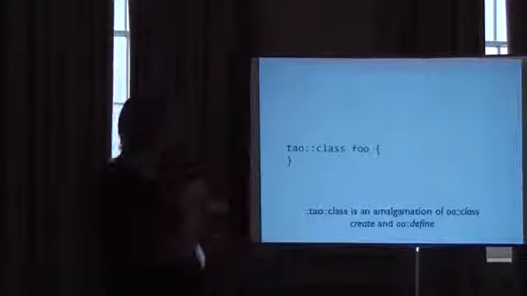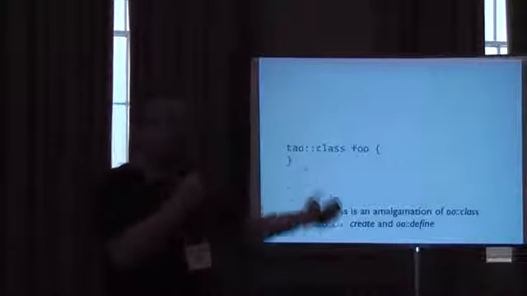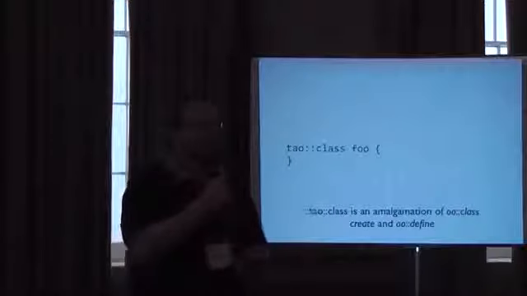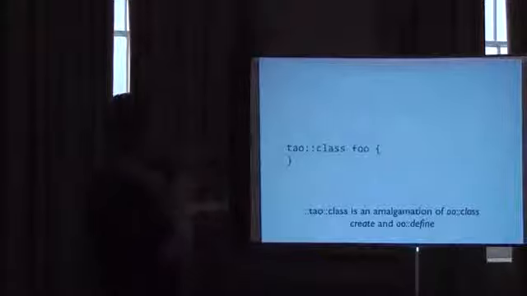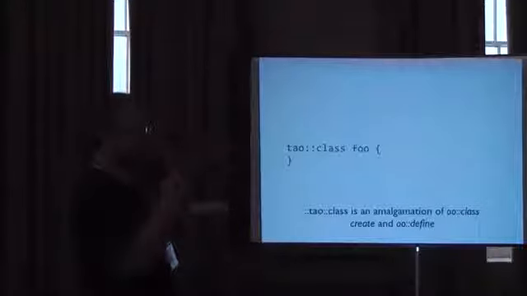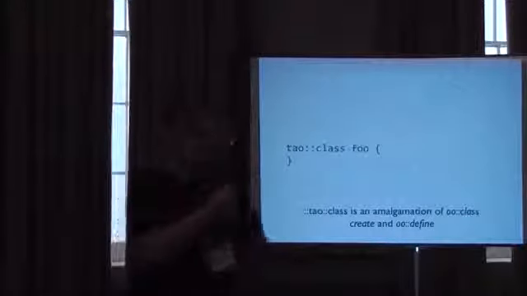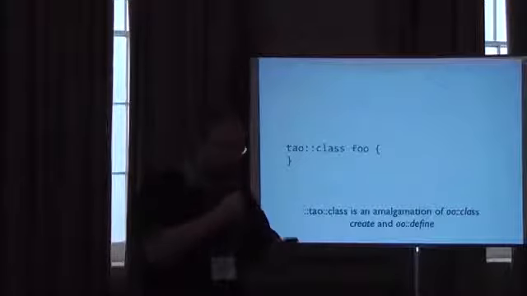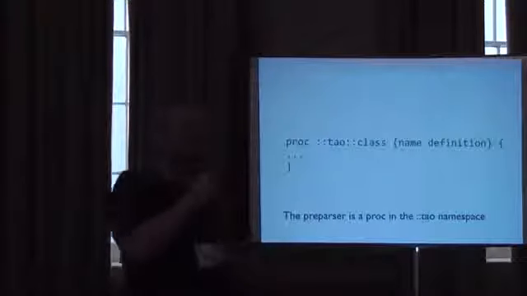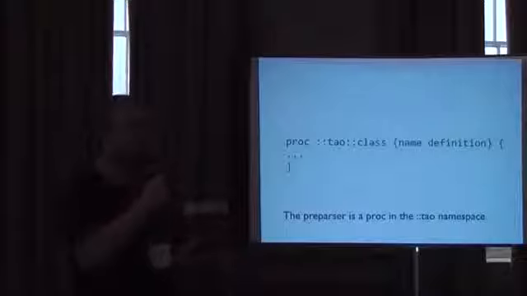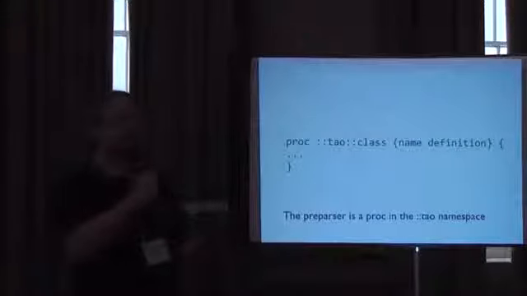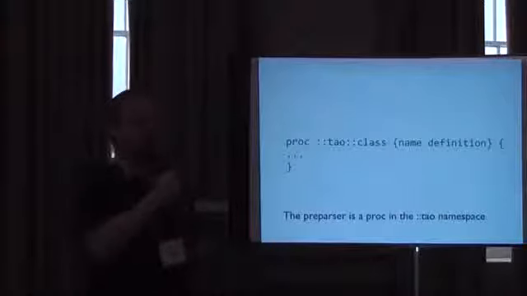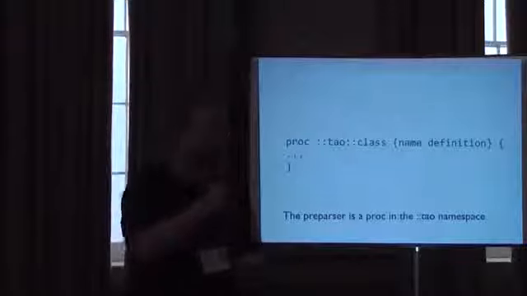So, as you can see, this is a definition for a very simple object. You'll note, though, that it does not have a create in front of it. That is because, TAO class is actually a procedure. And what it does is it says, okay, have I seen this class before? No? Okay, I'll run OO class create. If so, I'll just run OO define.